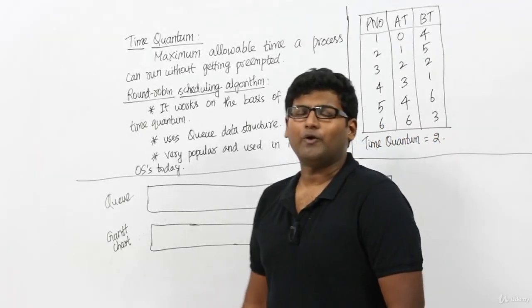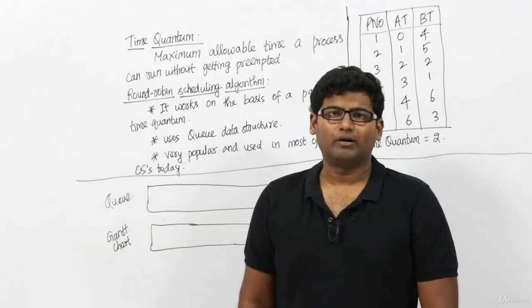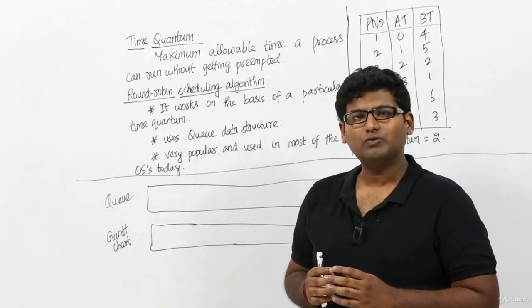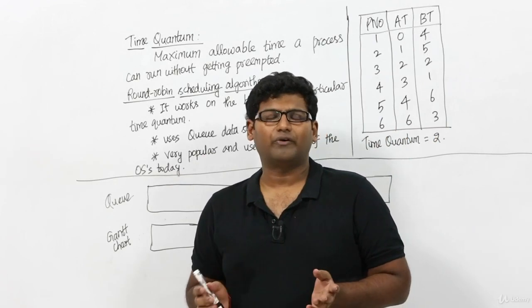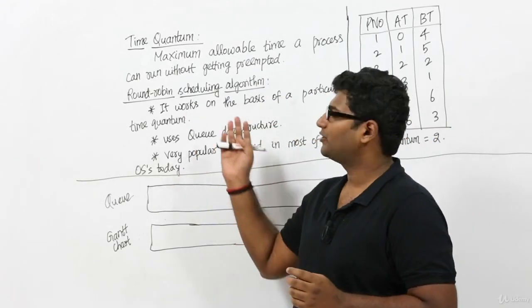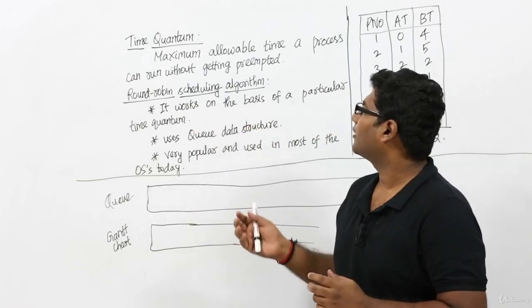Now let's see the next scheduling algorithm, known as the round robin scheduling algorithm. It is a very popular scheduling algorithm and it is used in most of the OSs today. Even Windows, Mac, all these OSs today use the round robin scheduling algorithm. It is very popular today.